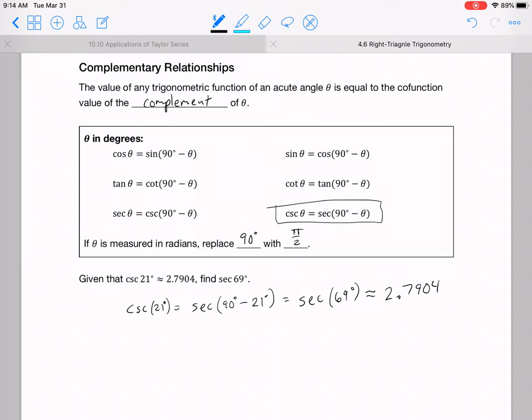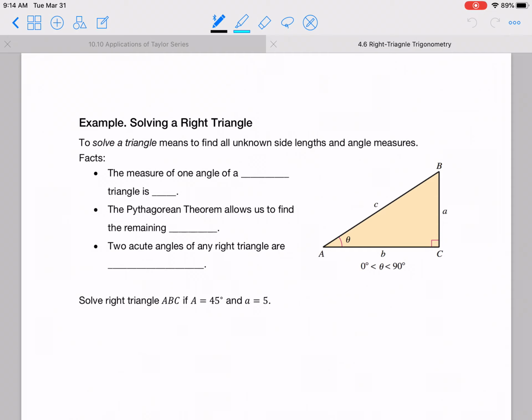Okay, so let's try another example here. Solving a right triangle. To solve a triangle means to find all unknown lengths of sides and angle measures, everything that's missing, given just a few details that make it fully solvable. So the measure of one angle of a right triangle is 90 degrees. The Pythagorean theorem allows us to find the remaining sides. So if you have two of the three sides, you can use a squared plus b squared equals c squared to find the missing one.